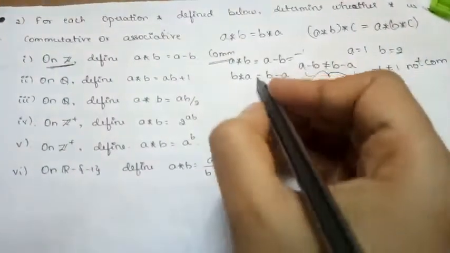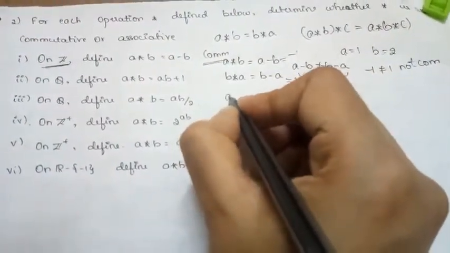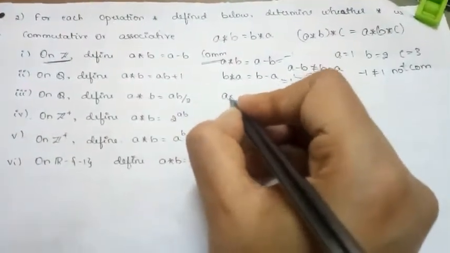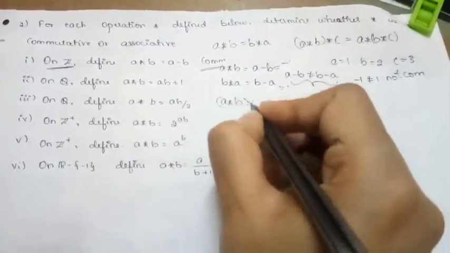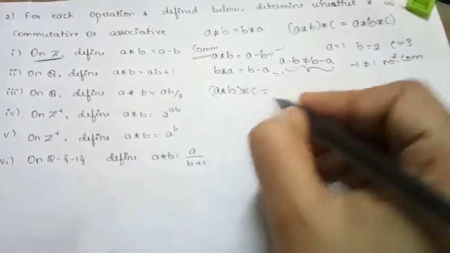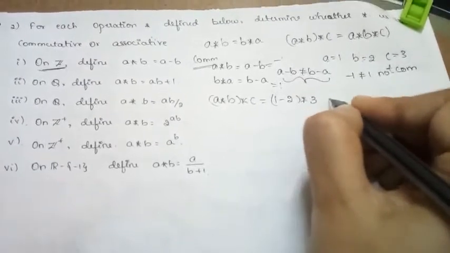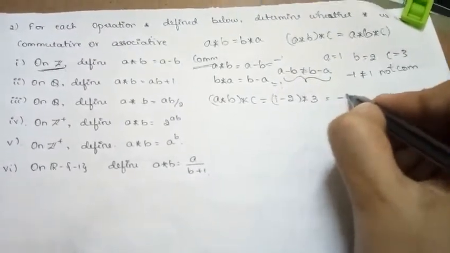Similarly, checking for associativity, if I take a, b and c as 1, 2 and 3, what do we get for (a star b) star c? It is nothing but (1 minus 2) star 3. So what is 1 minus 2? It is nothing but minus 1.